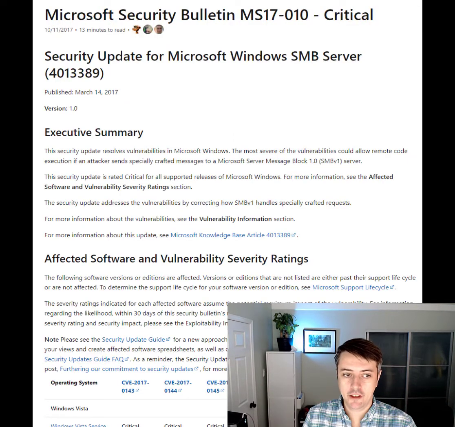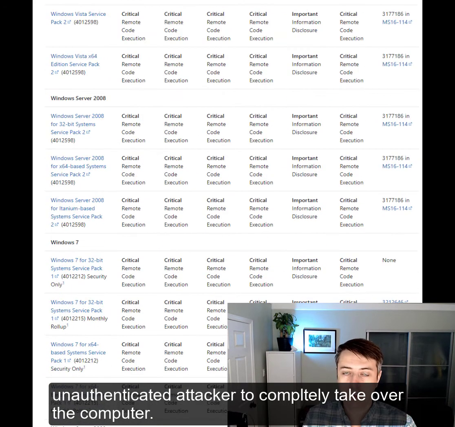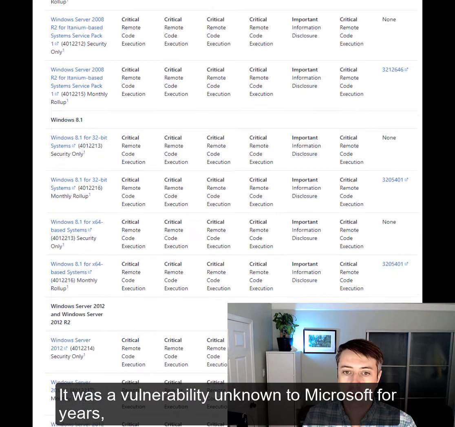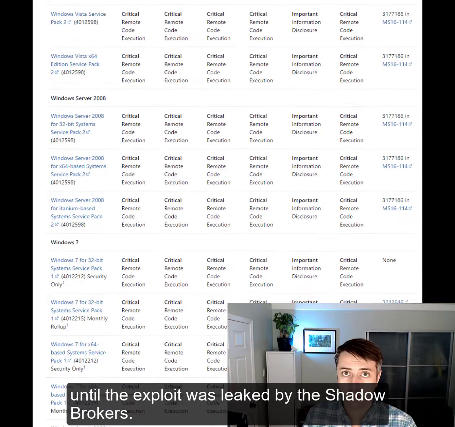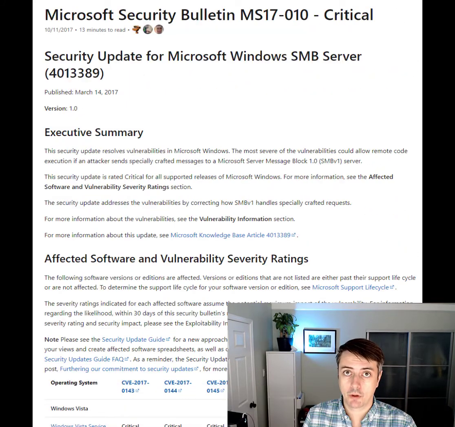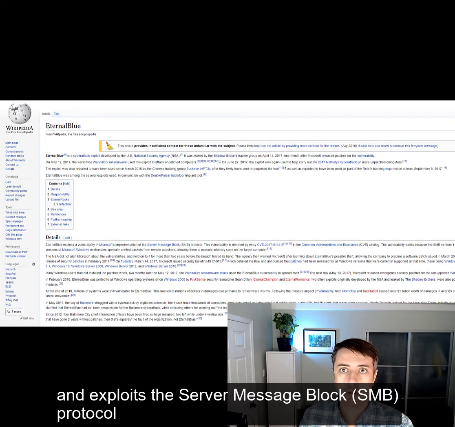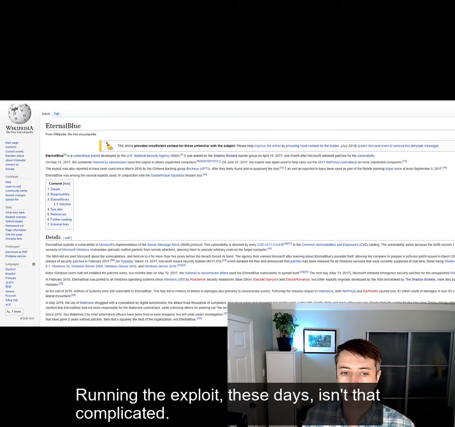EternalBlue is a big deal because it allows an unauthenticated attacker to completely take over the computer. It was a vulnerability unknown to Microsoft for years until the exploit was leaked by the Shadow Brokers. The exploit itself is highly technical and it exploits the Server Message Block protocol, which is enabled by default on Windows. Running the exploit these days isn't that complicated.